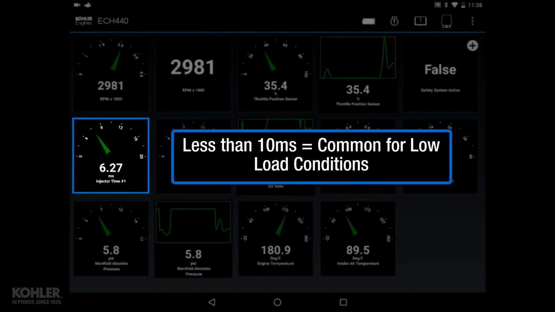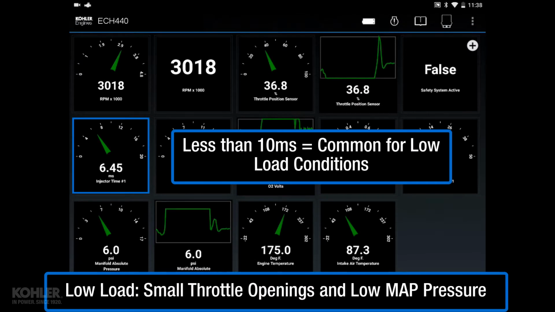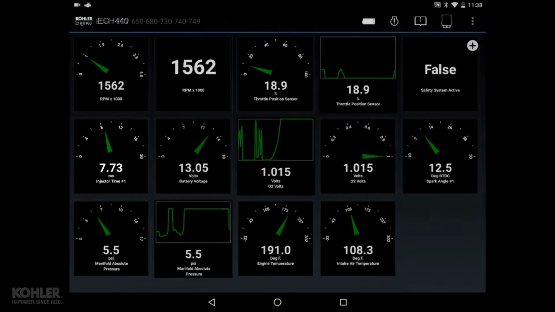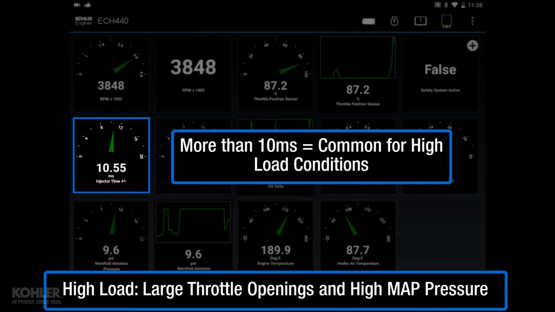A Kohler EFI engine with minimal load commonly has injector time less than 10 milliseconds. An engine with heavy load commonly has injector time of 10 milliseconds or more.